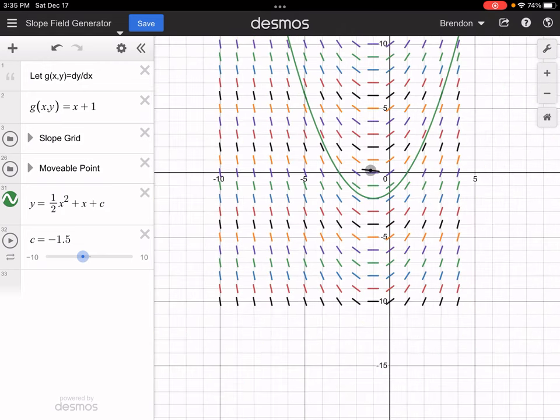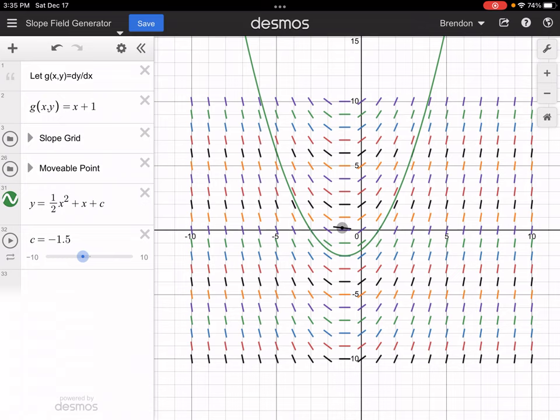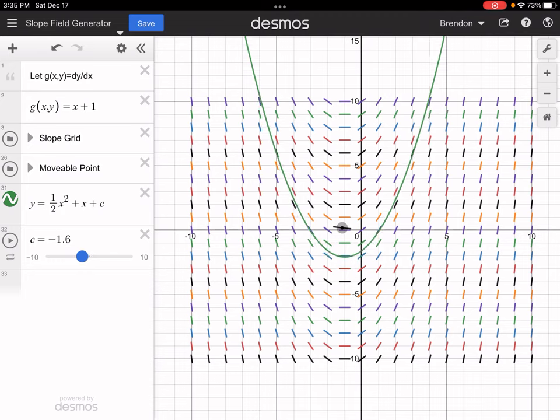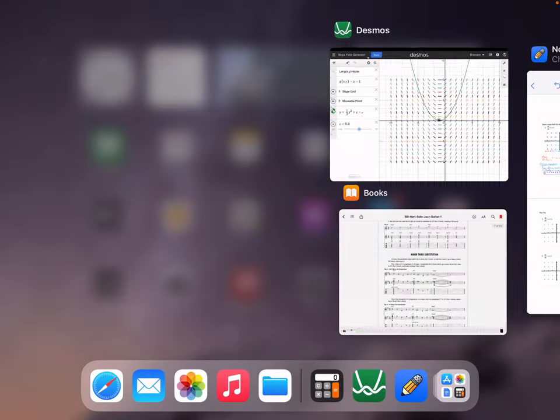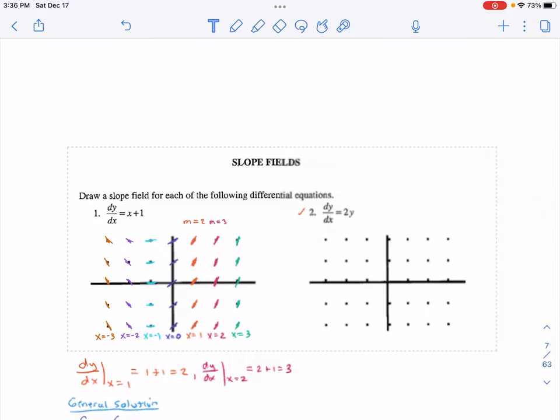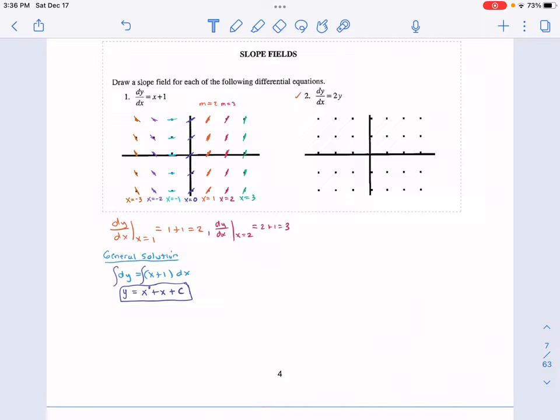So here we see it, right? This is a slope field generated by Desmos. And that's the same slope field we came up with. And as I move the C in our general solution, you can see that every curve here is basically following the trajectories that we see. So depending on what your C is, it'll go through different points. Okay, but there is our slope field and our general solution to the differential equation. So there's an example of making a slope field and our general solution to that differential equation.